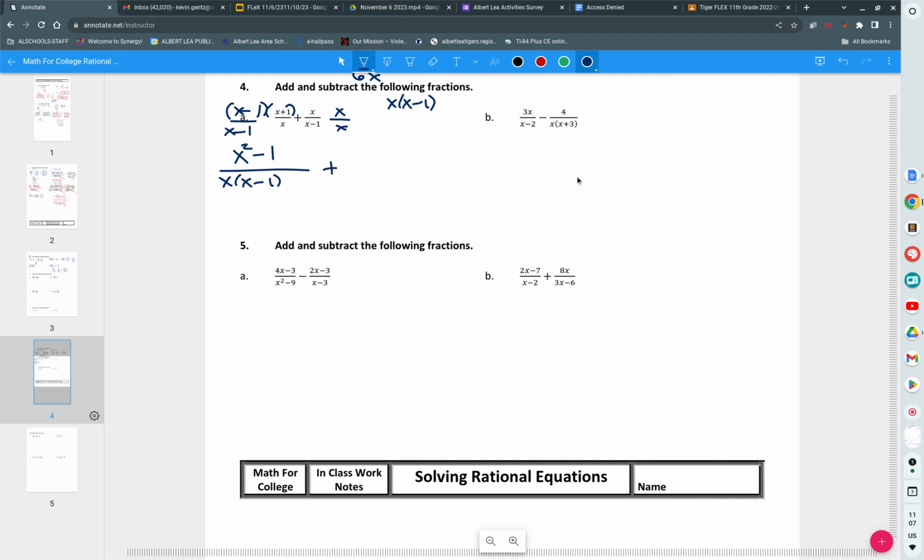Then I have a plus sign. What do we have on the right-hand side? X squared. I have an x squared, and in the denominator, I have an x times an x minus 1. Now, are there terms that we could combine in the numerator? Yep. You could combine the x squareds to get a 2x squared minus 1 over x times x minus 1.